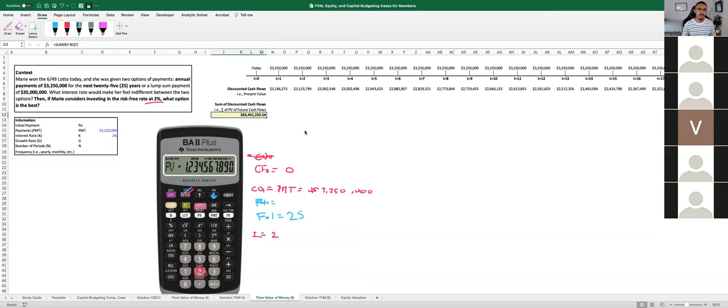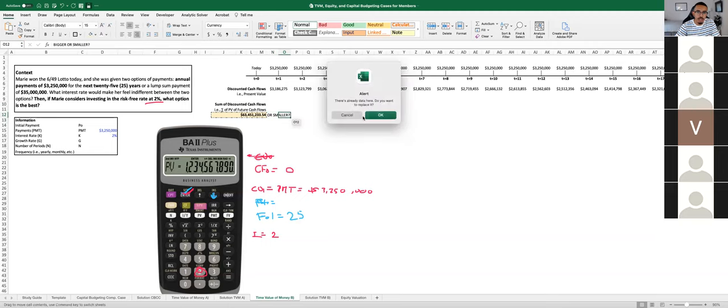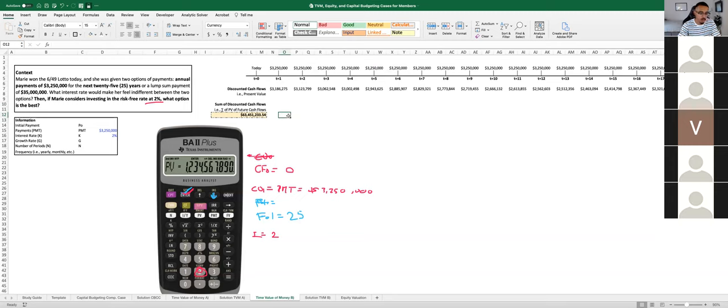Now, let me ask you a question. Is the present value of these future cash flows bigger or smaller than $35 million today? Somebody tell me, is it bigger or smaller? Exactly, it's bigger, 100%. So your present value of all these future cash flows is bigger. Why? Well, that's because obviously we discounted it at a smaller rate.